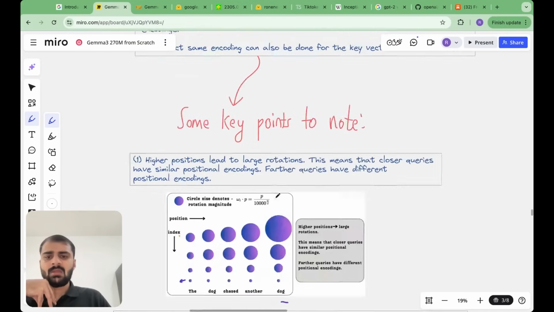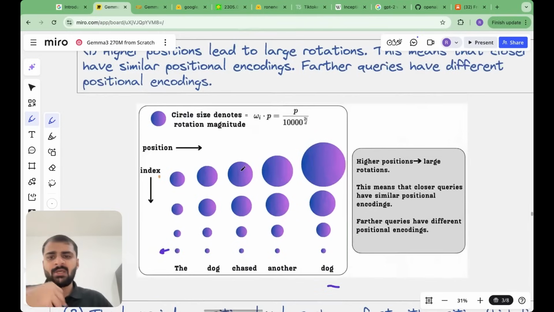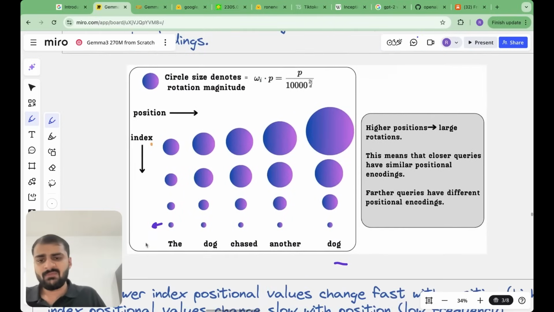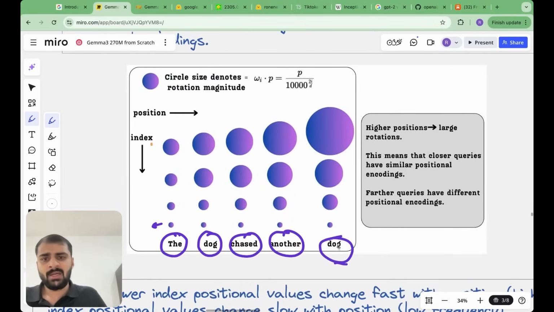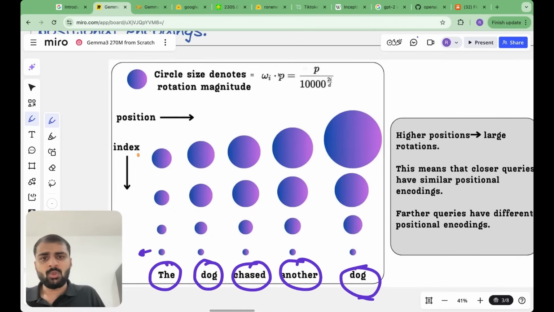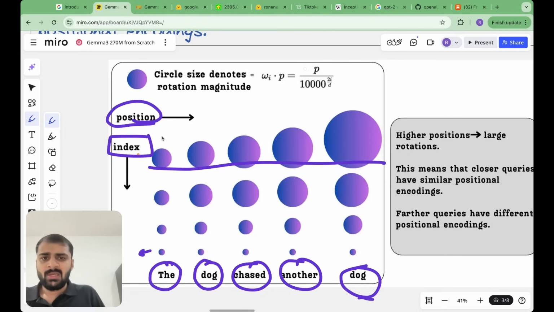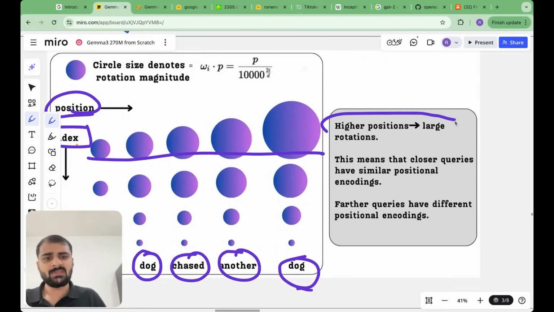Now, some key points to note here is that, as I mentioned, the rotation, if it's the dog chased another dog, right? The rotation depends on two things. In the denominator we have 2i divided by d, right? So it depends on the index and it depends on the position. So let's take a look at one index for now. And if you increase the position, the rotation value increases. So higher positions lead to larger rotations.